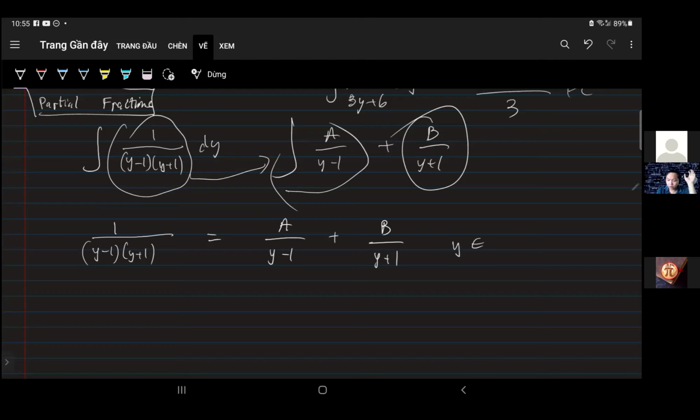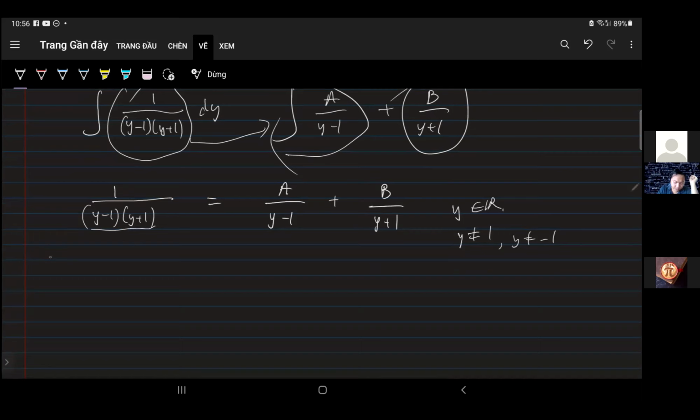Because it's true for all y, I'm allowed to choose any y that I want, which makes the function make sense. Make sure that we don't divide by zero, so y has to be different from 1 and negative 1. We cannot choose y equal to 1 or negative 1, but we can choose y equal to 0, y equal to 2, y equal to 3, etc.